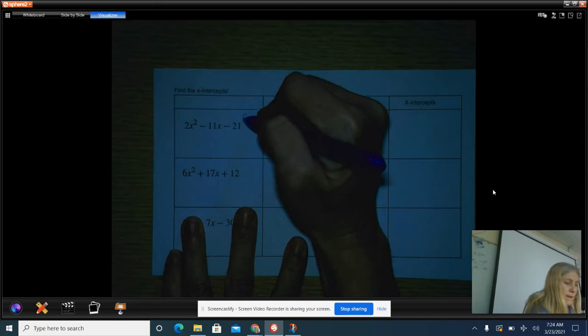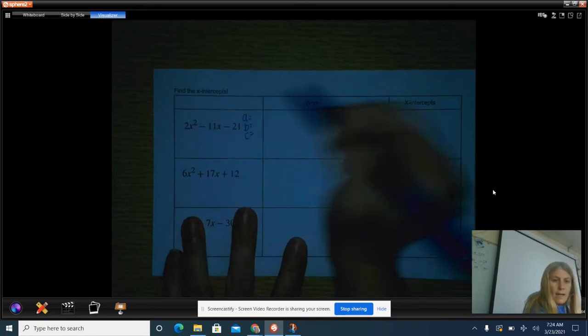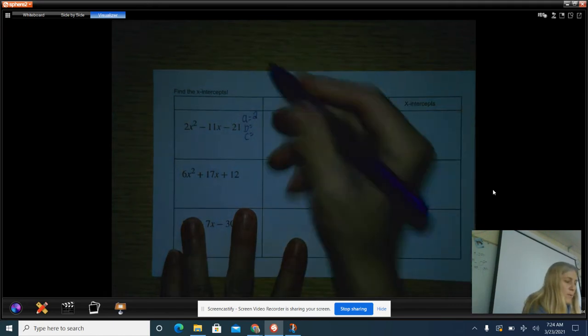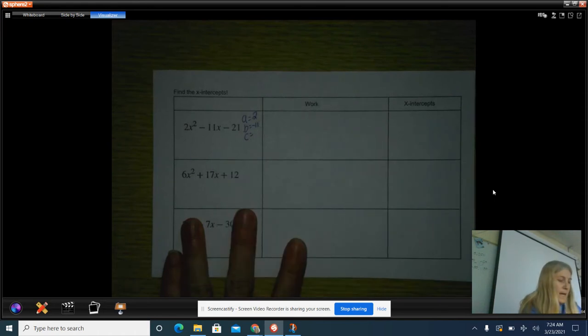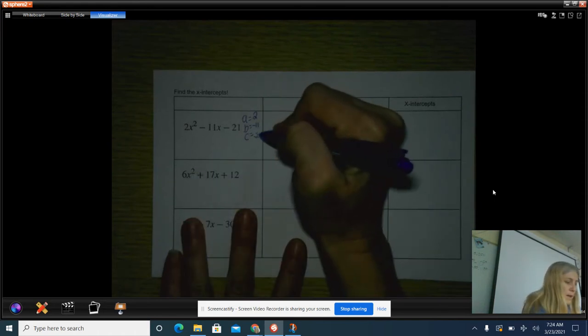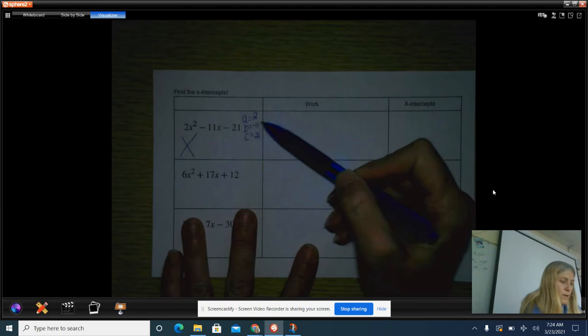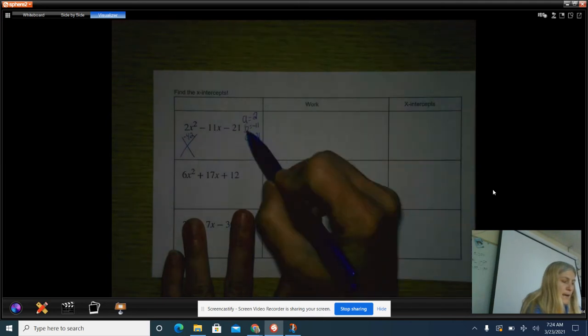Regardless of the method, we're going to find our A, B, and C. Our A is 2. That's the number in front of our x squared. Our B is negative 11. That is the number in front of our plain x. And our C is negative 21. So we're going to multiply A times C. 2 times negative 21 is negative 42 for the top of our diamond problem. And our B goes on the bottom, negative 11.